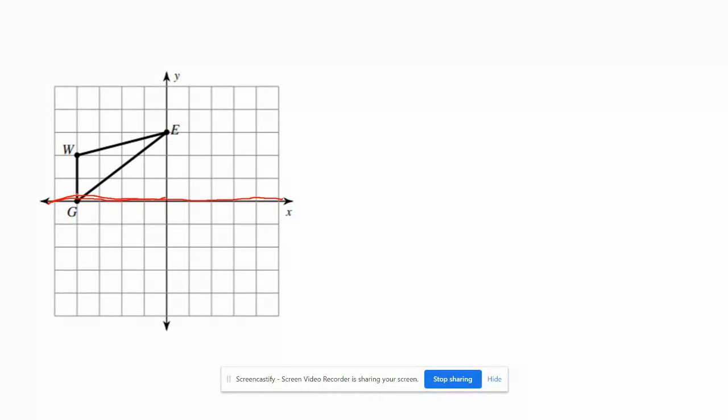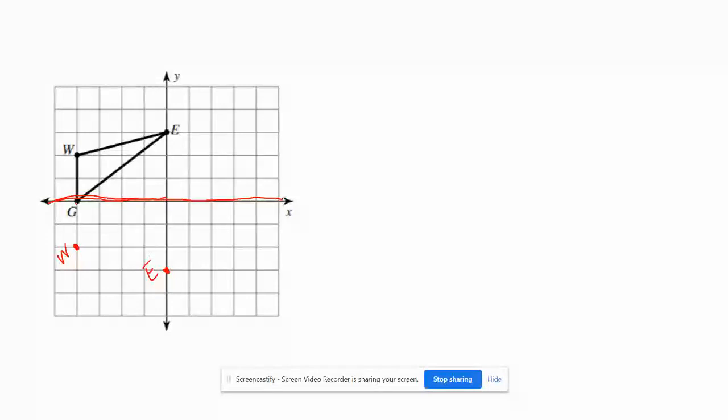So if I have a point, let's say W is 2 spaces away from the x-axis, right? Since it's 1, 2 spaces away, on the opposite side, I have to count 1, 2. All right, so they're the same distance away from the x-axis. This will be W. E is 1, 2, 3 spaces away. So I would go 1, 2, 3. This would be E.